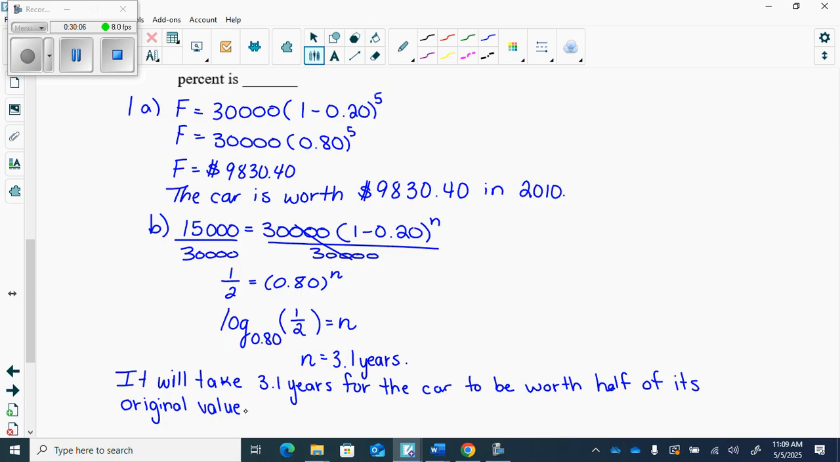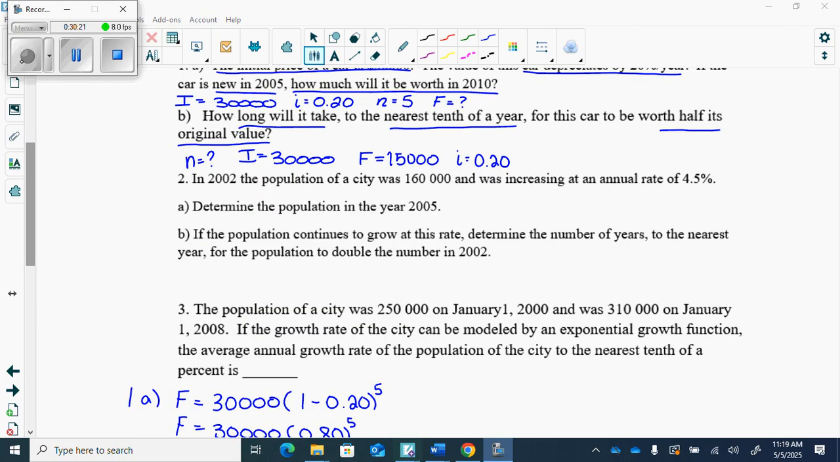Try 2 and 3, keeping in mind that it says increasing. What happens when you increase? It's going to be 1 plus. In 2002, the population of the city was 160,000 and it was increasing at a rate of 4.5%. Often it'll say per annum. Per annum is a fancy way of saying per year. Don't overthink it. And it's increasing. And the population, determine the population in 2005.